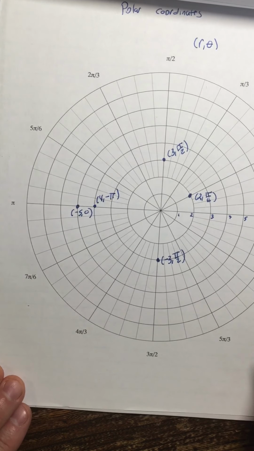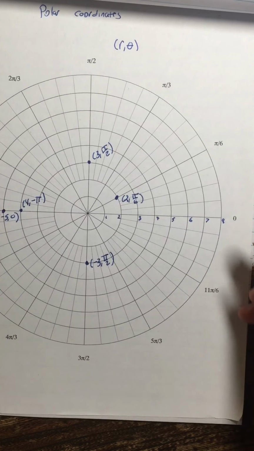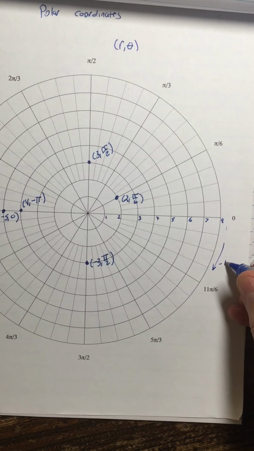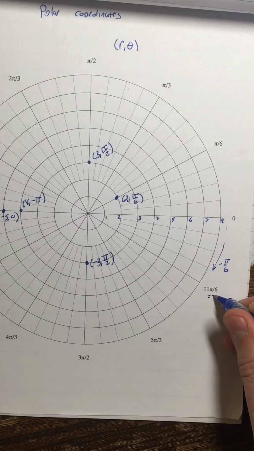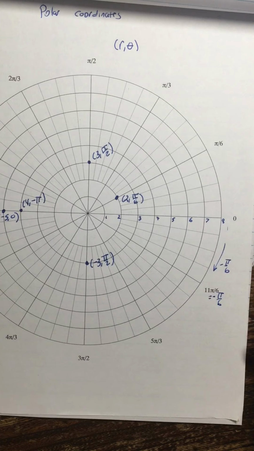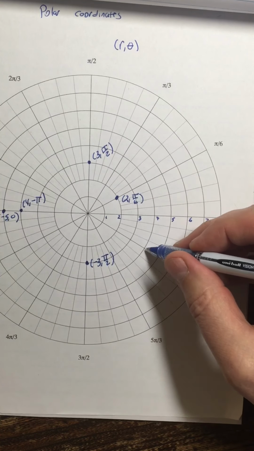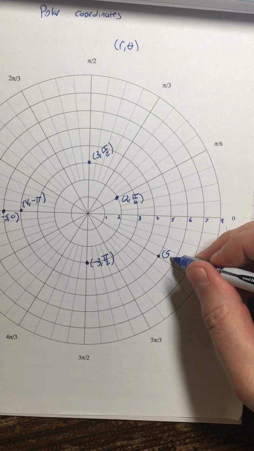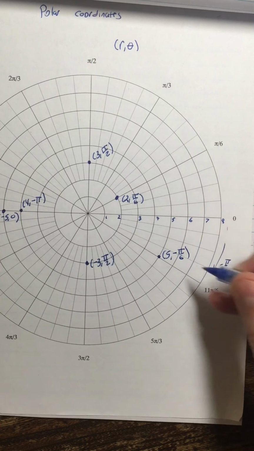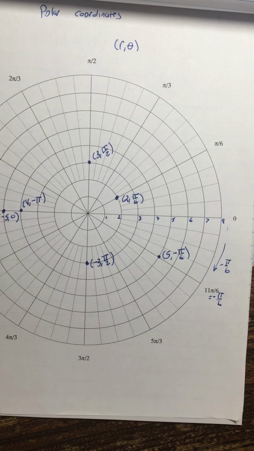What about (5, -pi over 6)? We just go negative pi over 6, right? So you have the same coterminal angles as on the unit circle. So 1, 2, 3, 4, 5. Here's the point (5, -pi over 6). So obviously you can have them both negative.